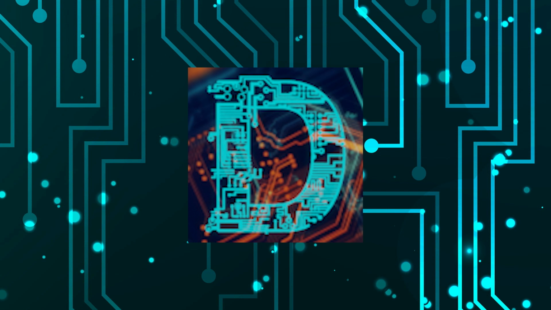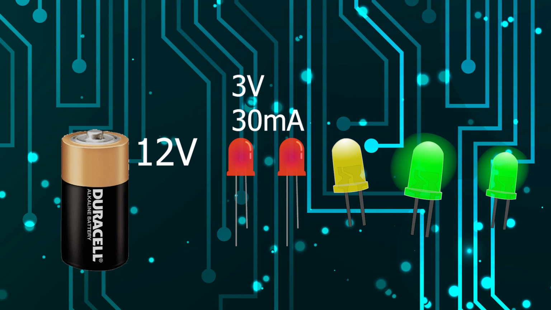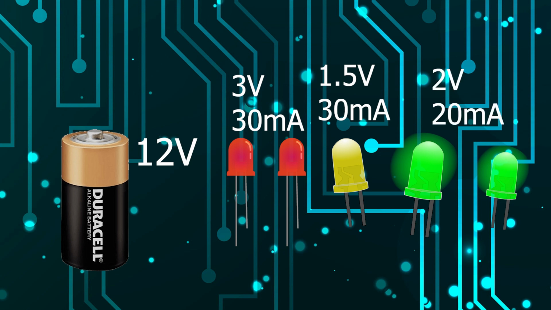Got one last test for you now before the video's out. Come on, we're almost at the finish line. We got a 12-volt battery and 5 LEDs wired in parallel. 2 are rated at 3 volts with 30 milliamps. 1 is rated at 1.5 volts with 30 milliamps as well. And the other 2 are rated at 2 volts with 20 milliamps. So if you can get the answer, post in the comments section below.